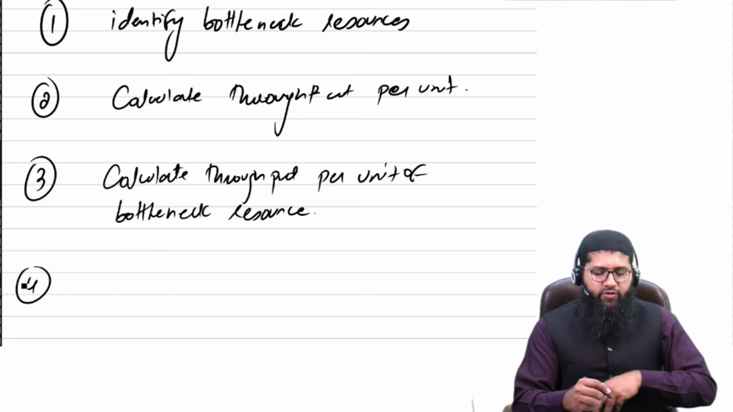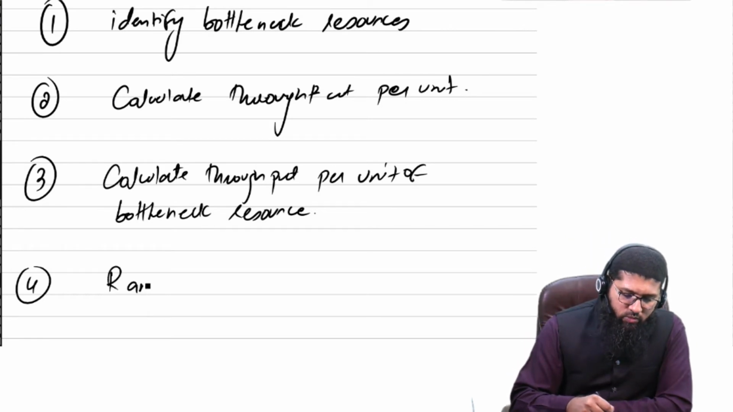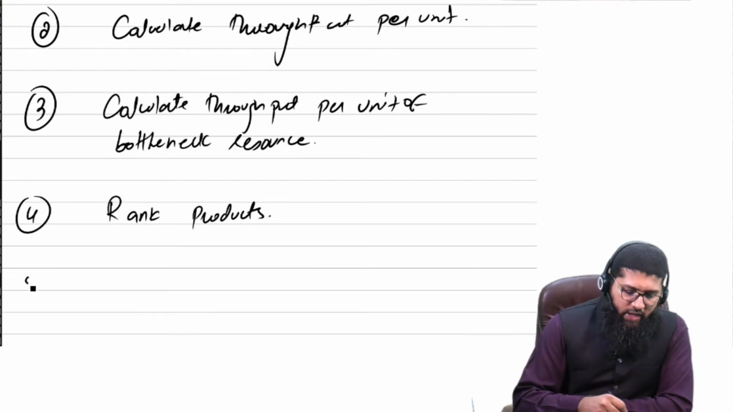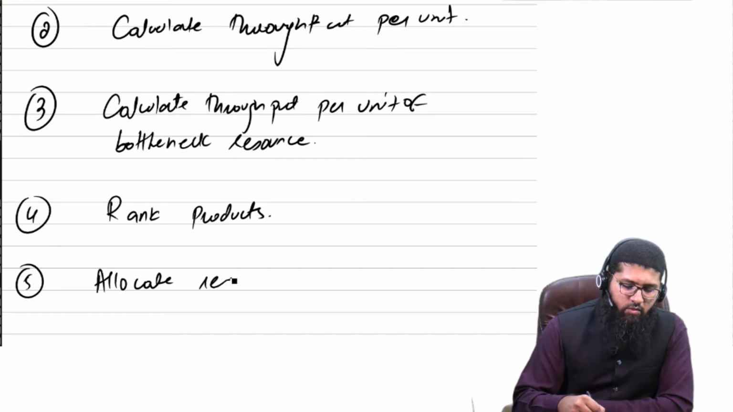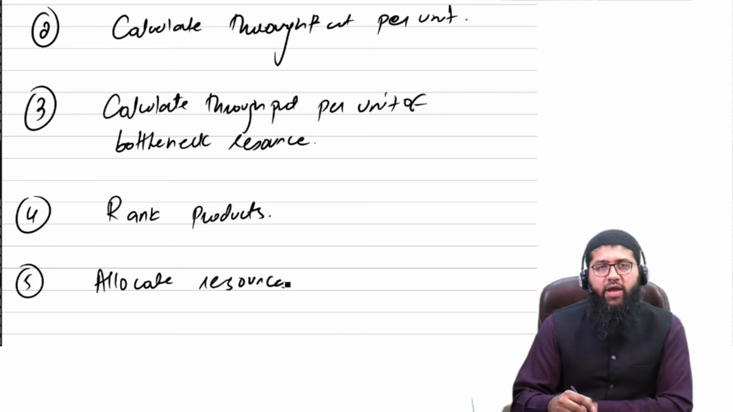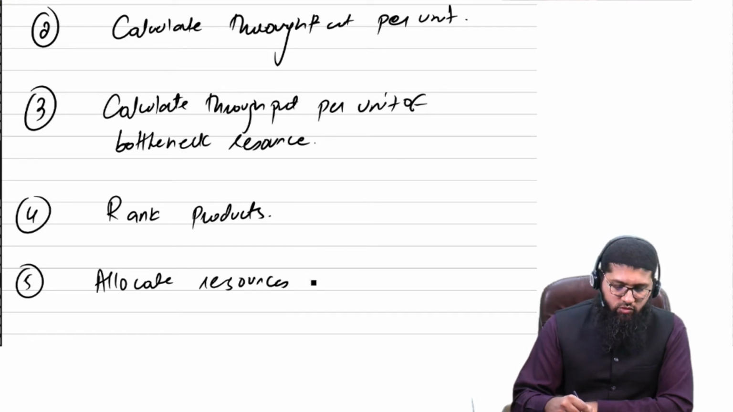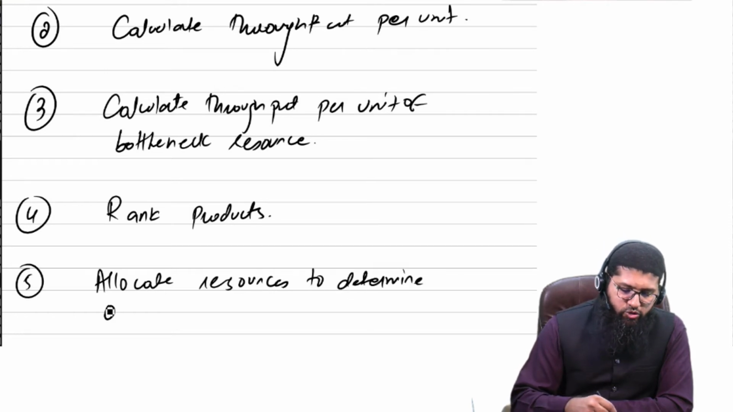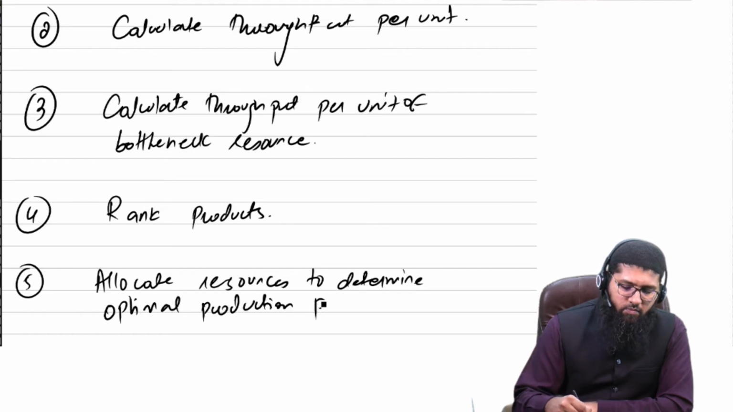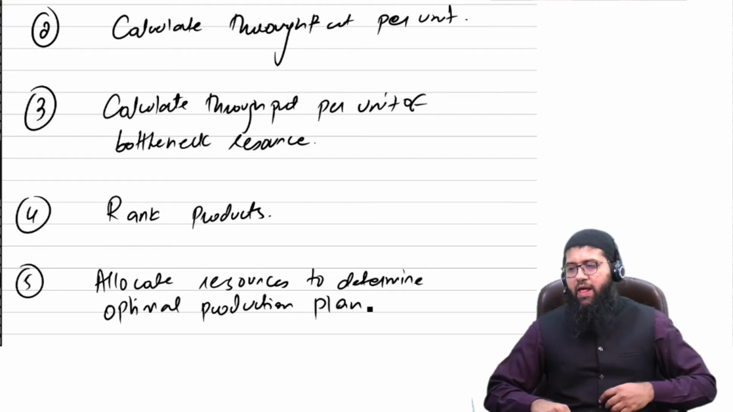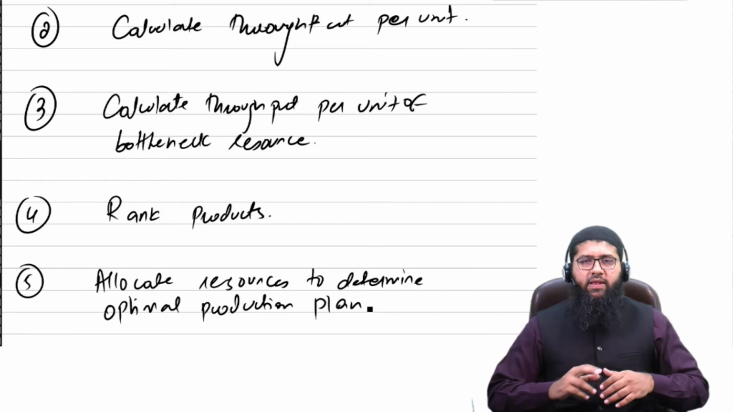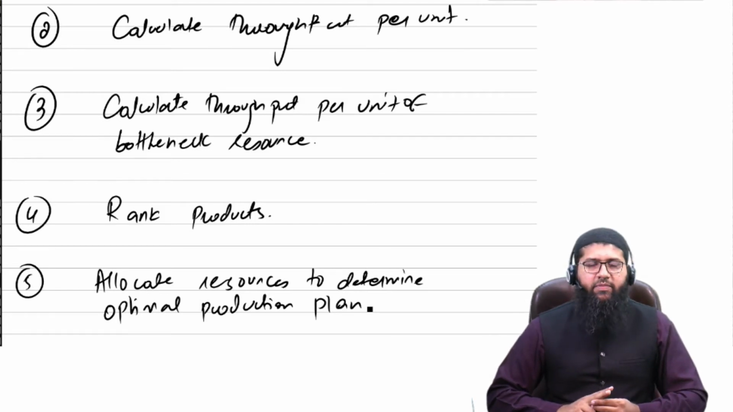Then the next thing that you got to do is rank products. And the fifth step is to allocate resources to determine the optimal production plan. Allocate resources to determine the optimal production plan. That's something that you do.